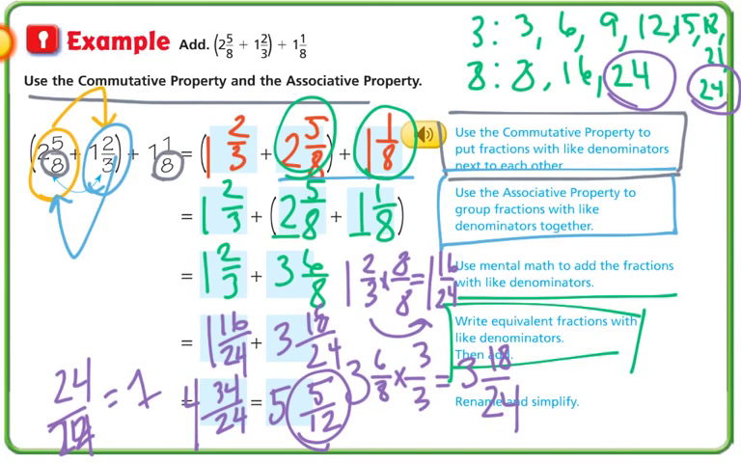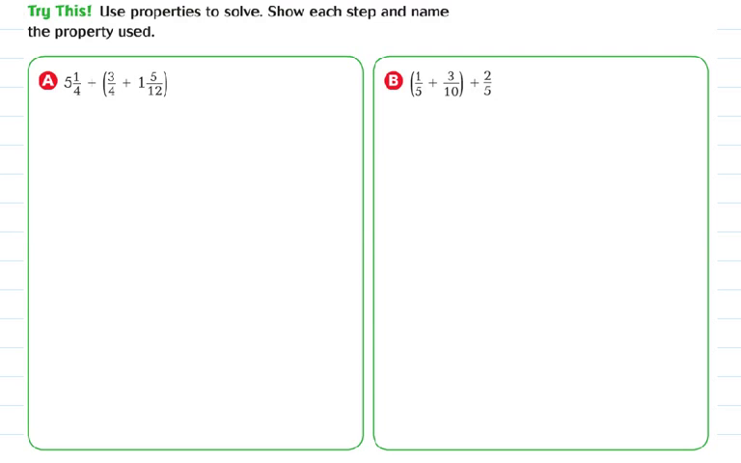So we had to rename our fractions and simplify them, because remember, whenever the numerator is larger than the denominator, it means that 1 whole is in there, and we want to trade that out for what's left over. Now we're going to use properties to solve and show each step and name the property that was used. So right off the bat, when we look at these, we see that these denominators are next to each other.